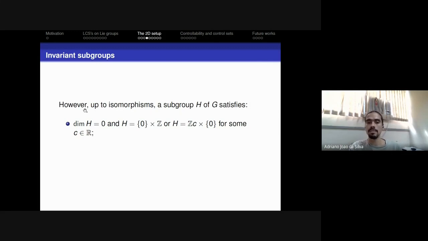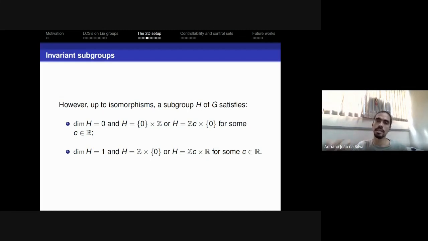So if you have a dimension zero subgroup, basically up to isomorphism, H is zero times the integers here, or it's a multiple of the integers in the first component, as in C times zero, for some real number C that we will assume to be non-zero, otherwise we have the usual system on the group G. And if you have dimension one, here it is not Z, here should be R times zero, okay? Or ZC times R, okay? And this H here, ZC times R, is a normal subgroup. So when you consider the homogeneous space, we still get a Lie group. So it's still a linear control system on a Lie group.